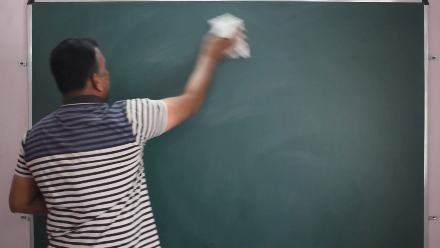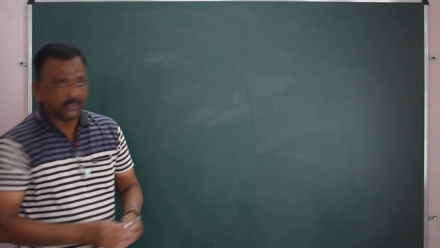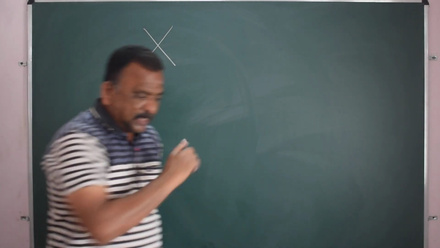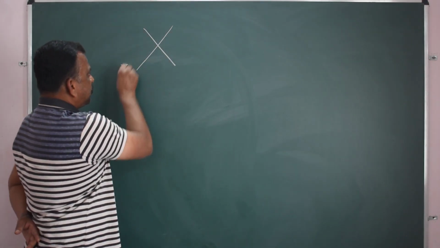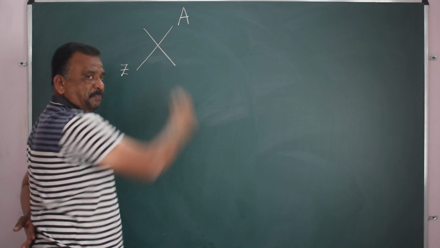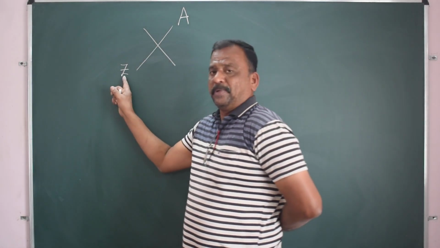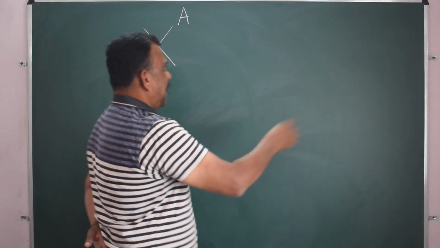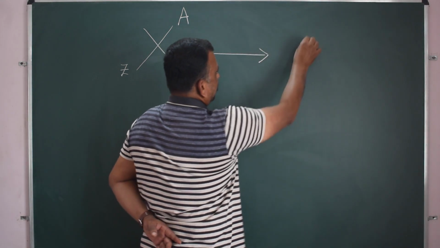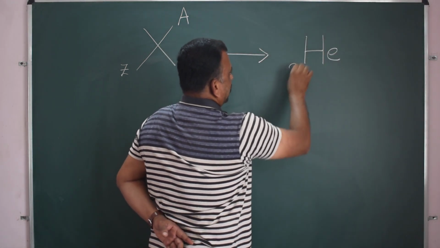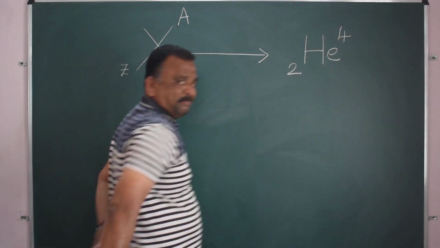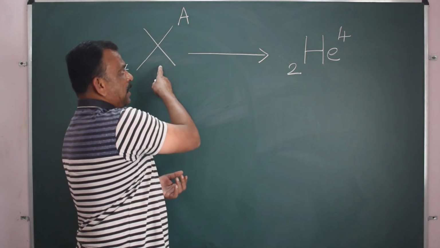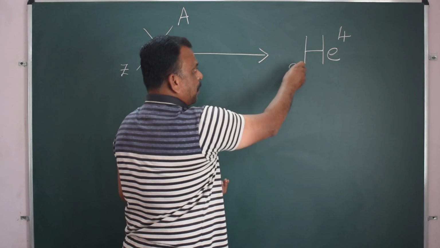So let us consider a radioactive nucleus X. Let this nucleus contain Z protons and A nucleons. So there are Z protons, so the atomic number is Z, and there are A nucleons, so the mass number is A. Now this is going to emit an alpha particle. So you know the symbol for an alpha particle is that of the nucleus of the helium atom, 2He4.